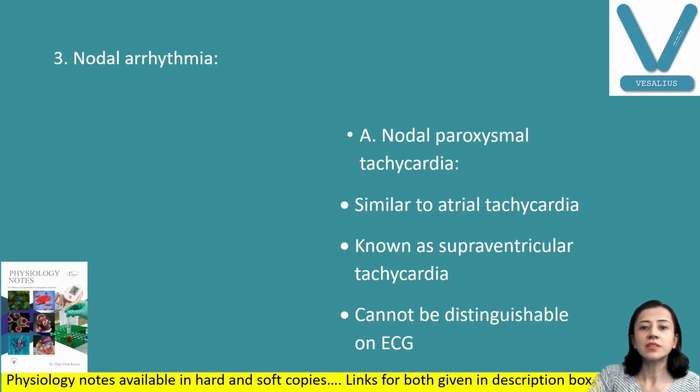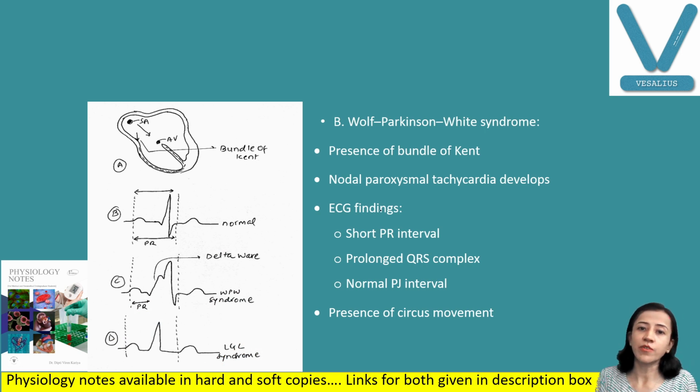Nodal arrhythmia is again divided into nodal paroxysmal tachycardia, which is similar to atrial tachycardia, and this is also known as supraventricular tachycardia. The ECG changes cannot be distinguished. Then the second nodal arrhythmia is Wolff-Parkinson-White syndrome, which we have already discussed. Here there is presence of the bundle of Kent. So in the ECG finding, you can see here the PR interval is short but QRS is prolonged, so the PJ interval is normal.